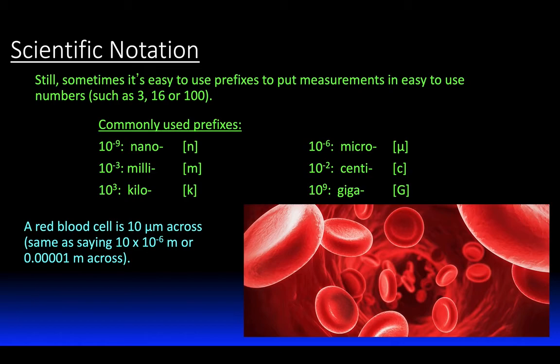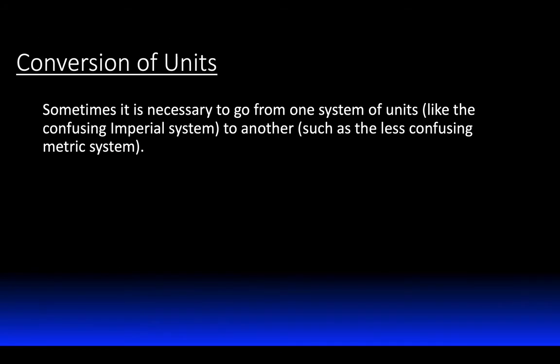So I could say a red blood cell is 10 micrometers across. That is the same thing as saying 10 times 10 to the negative 6 meters across, or 0.00001 meter across, but saying 10 microns is just easier to articulate.